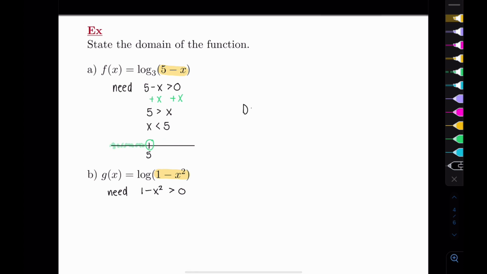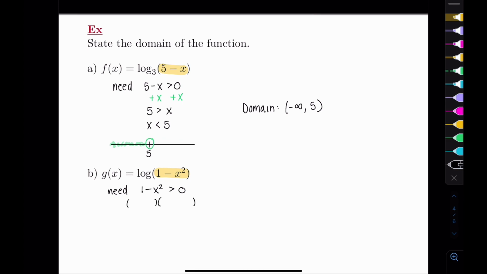So the domain of this function in interval notation would be from negative infinity up to 5, not equaling 5. Okay. When I go to do this next one though, now I have an expression inside of here. So this is not as easy as solving for x. It's a quadratic inequality. So really what I need to do is I need to factor. You can rearrange this if you'd prefer, but you can go about factoring this.